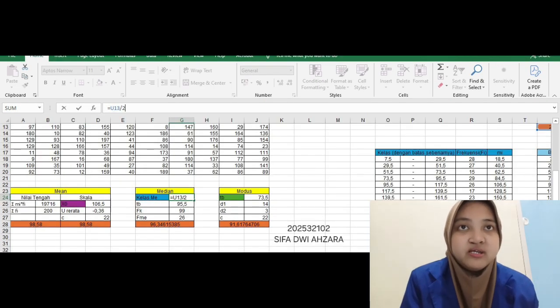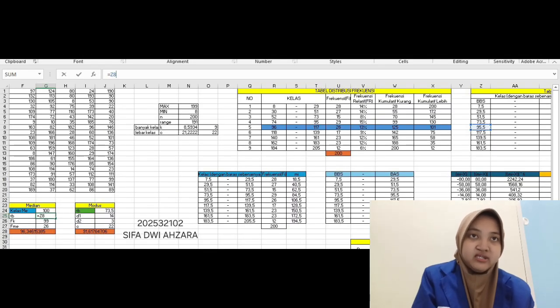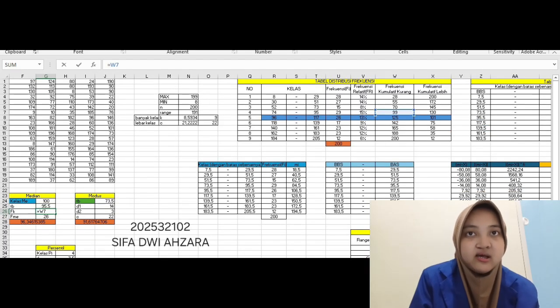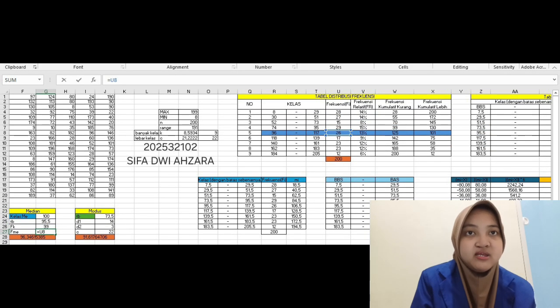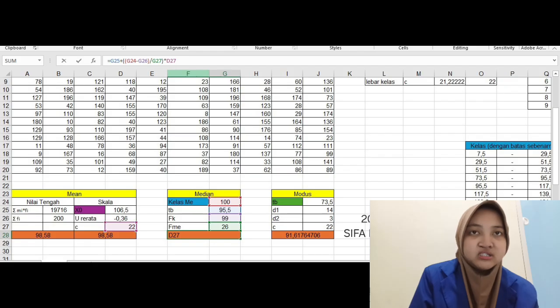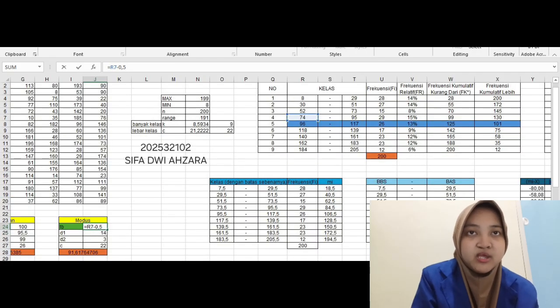7. Calculating median and mode. To find the median, we first calculate sigma Fi divided by 2, and the result is 100. Then we identify the median class and apply the median formula. The median result is 96.34.